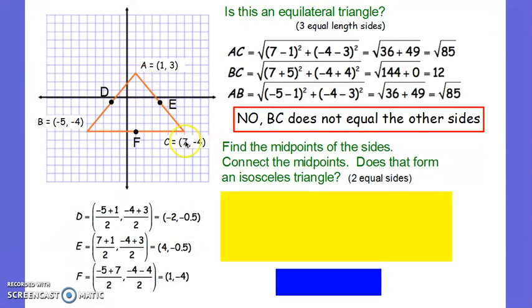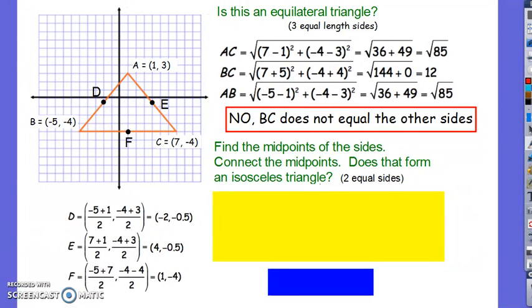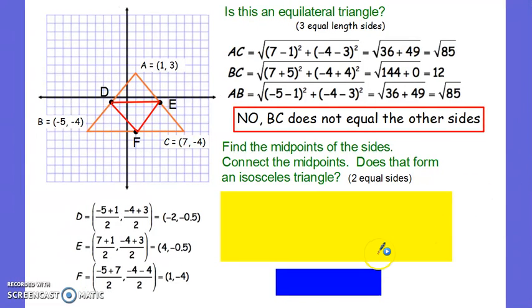Do the same thing to find point E between A and C. So again, 1 and 7, 3 and -4. Add them up, divide each of them by 2. And then the same thing for point F along the base, along that bottom side. Now, if we form that triangle again, if we actually take those, and connect those sides, so if I went D to E, E to F, and F to D here, right? If we take that and connect those side lengths, does that form an isosceles triangle?